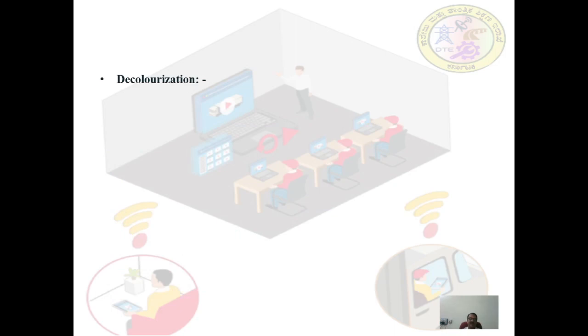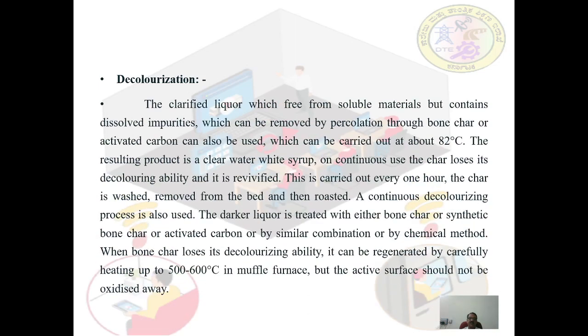Next method of refining sugar is decolorization. Here, the clarified juice which is free from insoluble material but contains dissolved impurities, which can be removed by percolation through bone char. Activated carbon can also be used, which can be carried out at about 80 to 82 degrees Celsius temperature. The resulting product is a clear water white syrup.